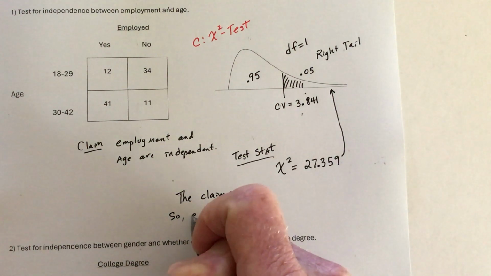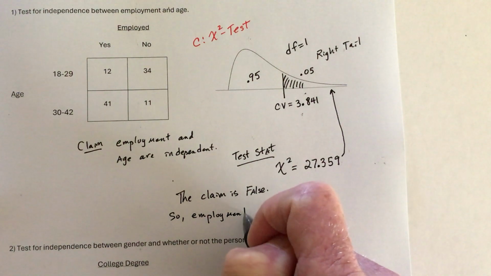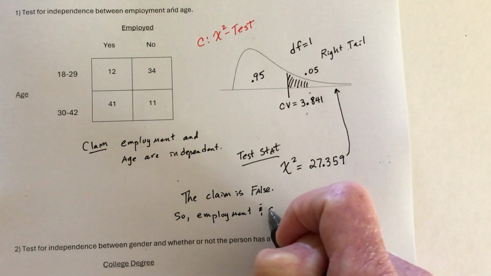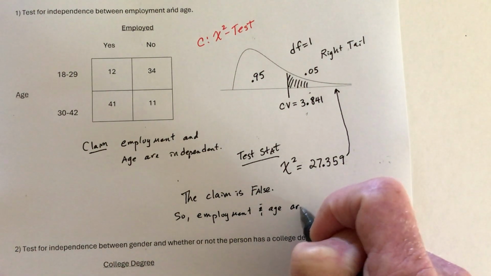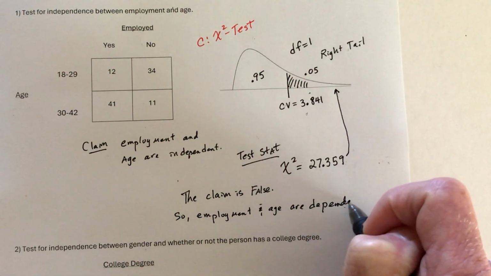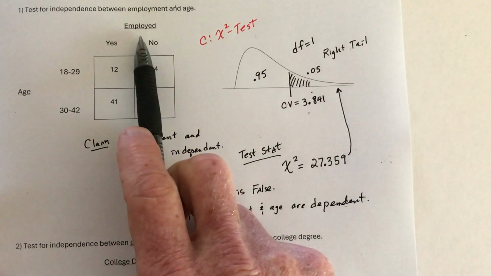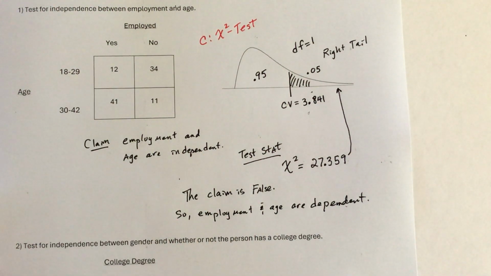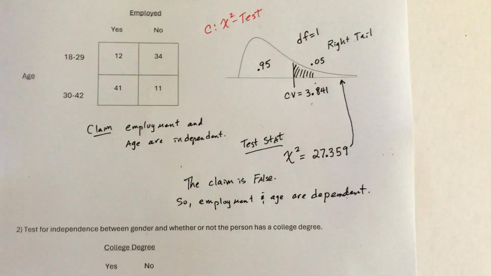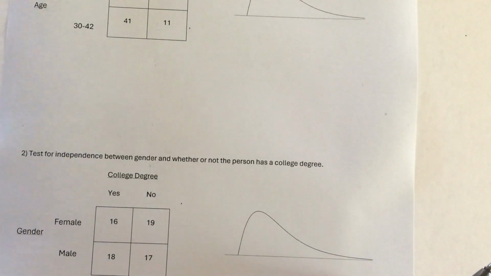So employment and age are dependent. So whether or not somebody has a job seems to have something to do with their age. Okay, so then let's look at one more example, and I'll just switch to a fresh piece of paper here.